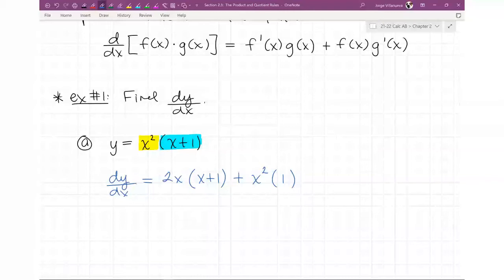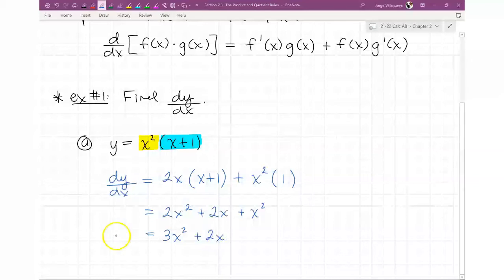So anyway, let's go ahead and put this stuff together here. 2x times x, that's 2x squared, plus 2x times 1, that's 2x, plus x squared times 1 is x squared. So this becomes 3x squared plus 2x. So that's the product rule. It's not that it's insanely difficult to do. You just got to make sure you follow the order in which things have to be done, because if you mess it up, then you can get wrong answers.